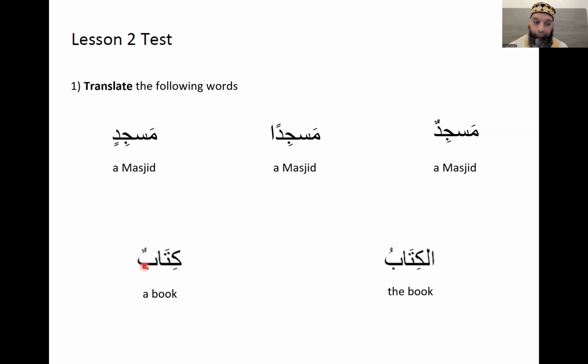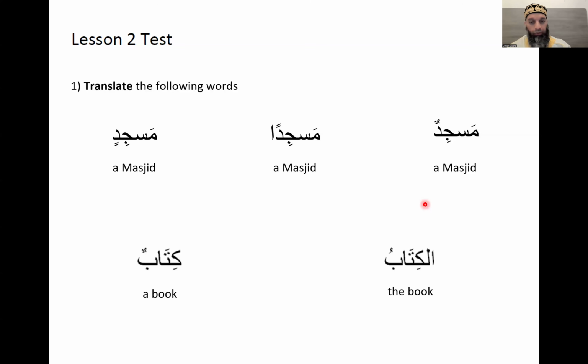Everybody happy with that? So because this one has no al, it's a. Because this one has al, it's the. Yes, al makes the word into the. Happy with that, everybody? Good.